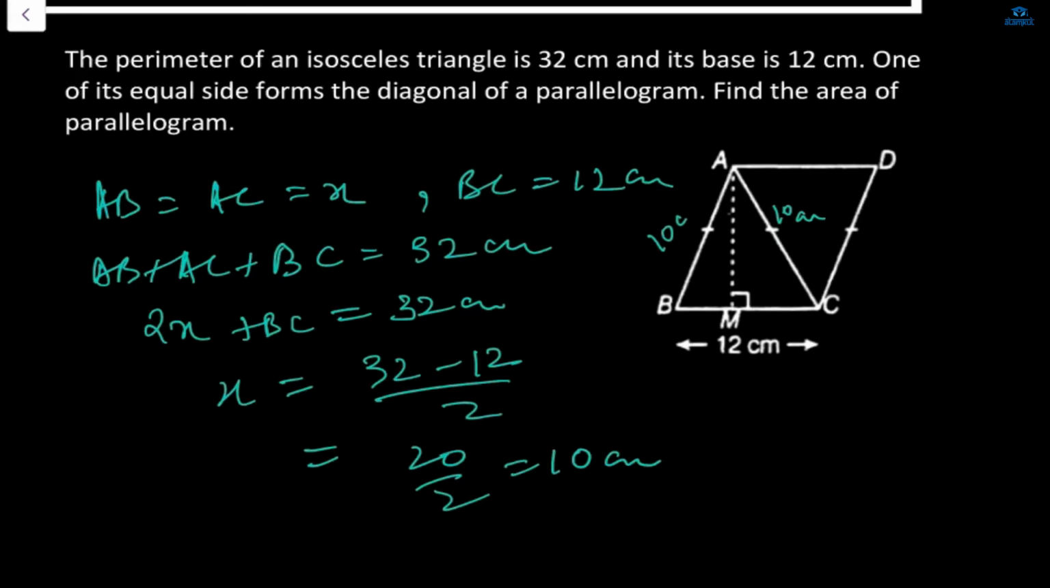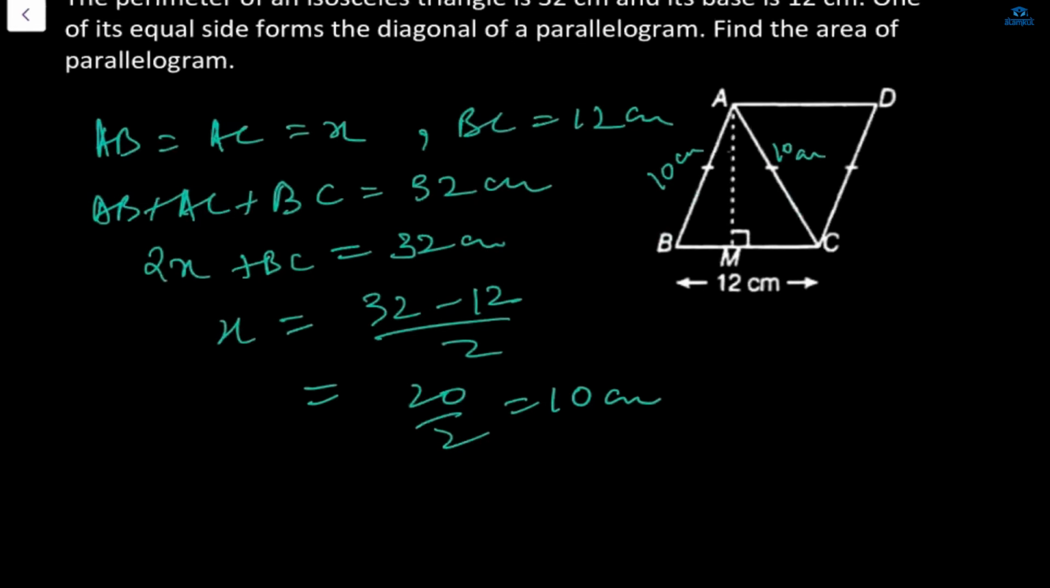Any doubt? No, ma'am. So we have got all the side values. Now one of its equal sides forms a diagonal of a parallelogram. Fine. Now, what is the area of the parallelogram? It is base into height. So base value we already know, BC. Now we need to know the value of height, that is AM. So how can we find out the value of AM?